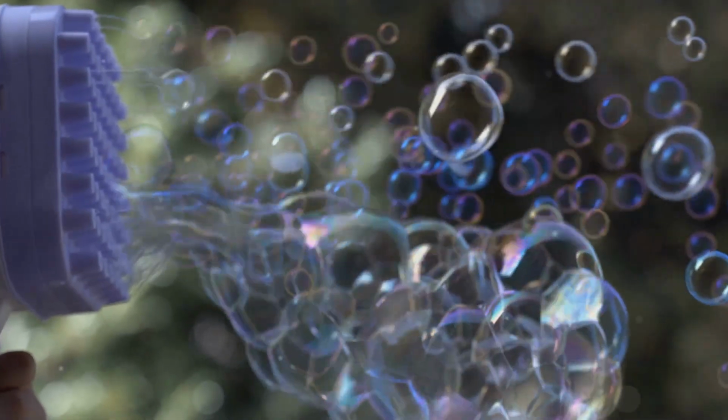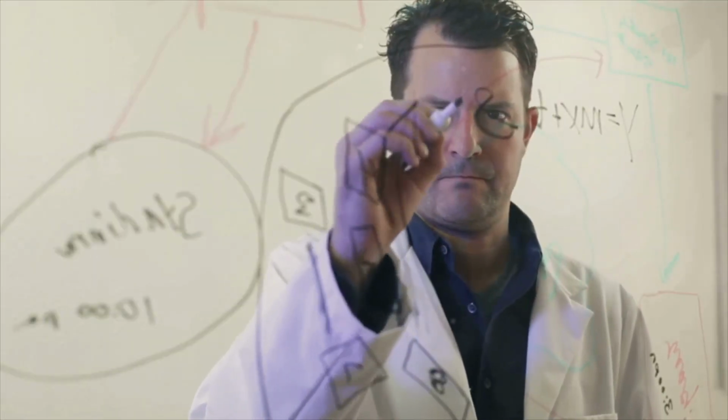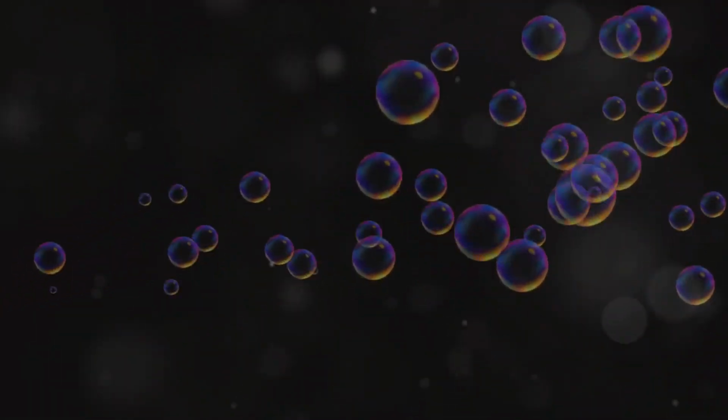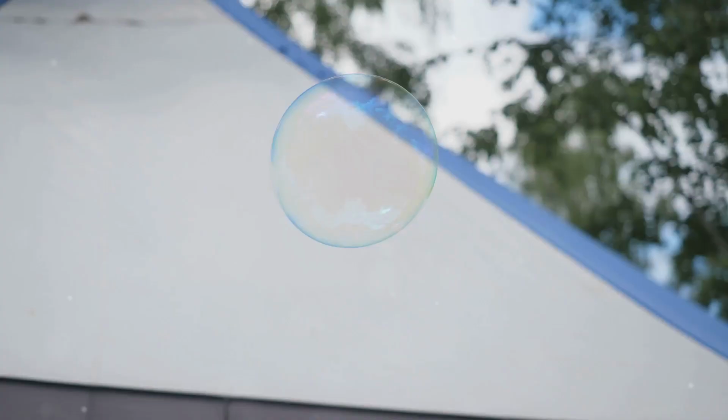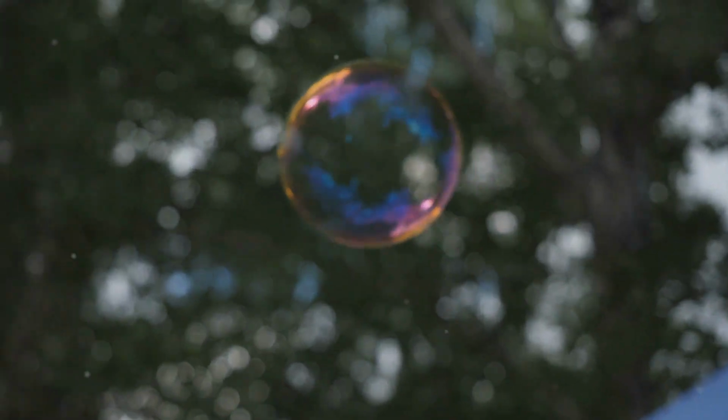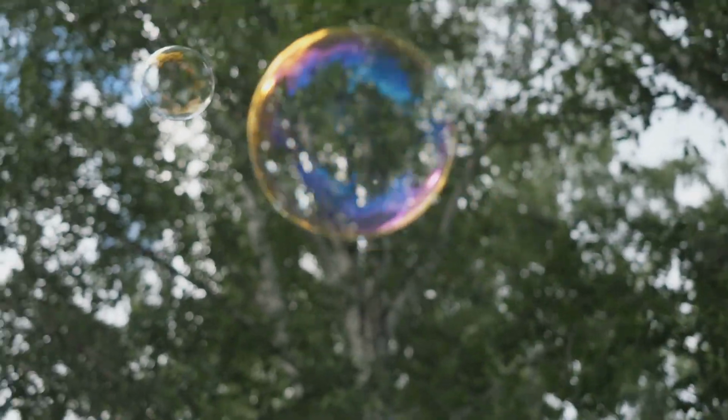But that's not all. Let's talk a little bit about the balance of forces. When you blow a bubble, the air inside pushes outwards, while the surface tension pushes inwards. These two forces balance each other perfectly. And once again, the best shape to balance these forces is the sphere.